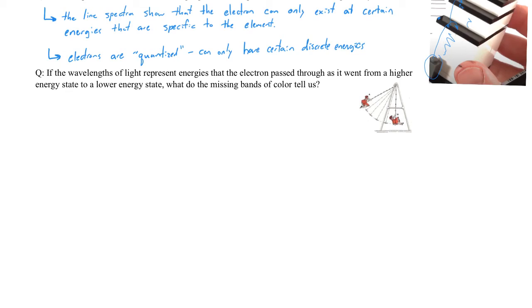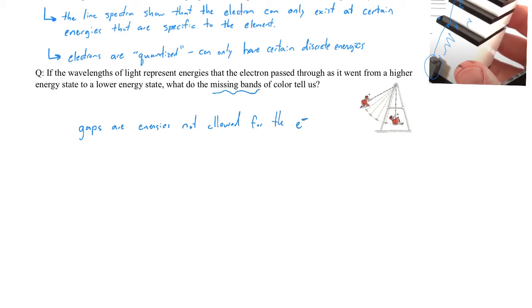It says, if the wavelengths of light represent energies that the electron passed through as it went from a higher energy state to a lower energy state, what do the missing bands of color tell us? Well, the missing bands of color tell us simply that the electron cannot exist at those energy states. So in that particular matter, those energy states that are missing are not available for the electron.